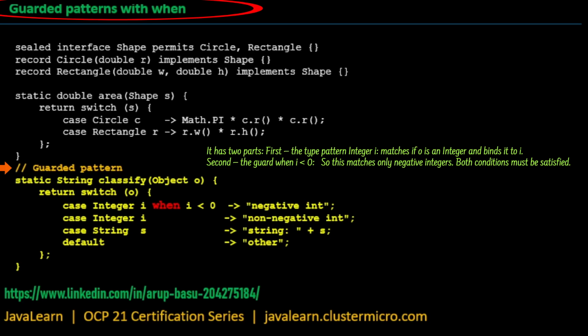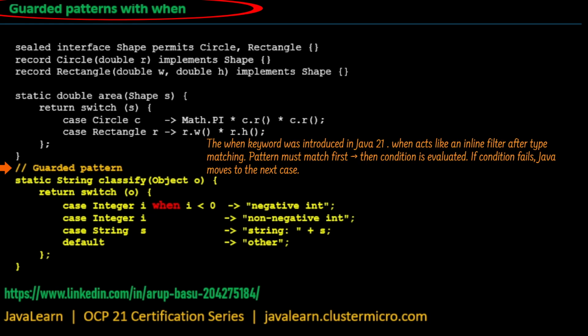The when keyword was introduced in Java 21. When acts like an inline filter after type matching. Okay, the pattern must match first, then the condition is evaluated, and if the condition fails, Java moves to the next case. And then in the second line we have case Integer i arrow. This catches the remaining integers. Because the previous guarded case already handled negatives, this effectively means non-negative integers.